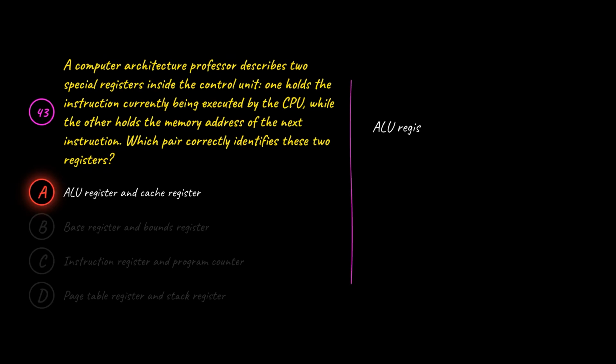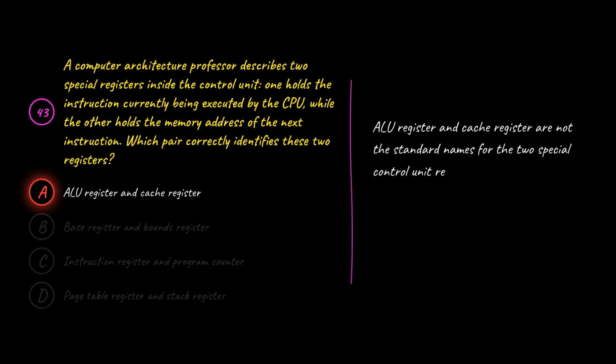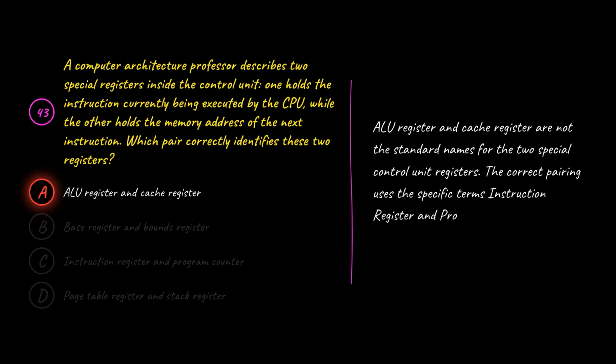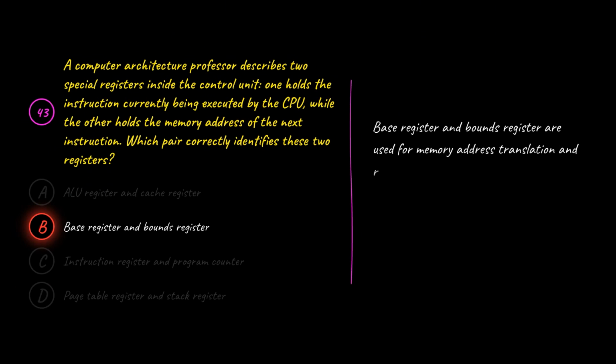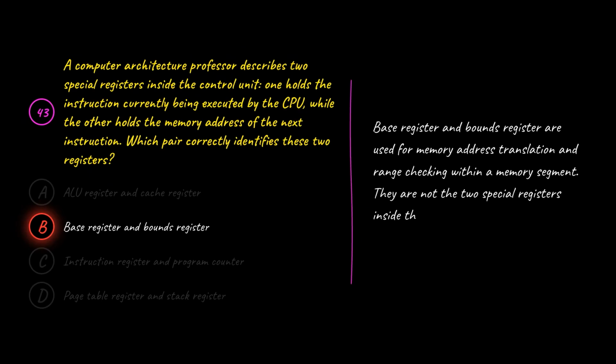A is wrong because ALU register and cache register are not the standard names for the two special control unit registers. The correct pairing uses the specific terms instruction register and program counter, which are universally recognized industry terminology. B is wrong because base register and bounds register are used for memory address translation and range checking within a memory segment. They are not the two special registers inside the control unit for tracking current and next instructions.